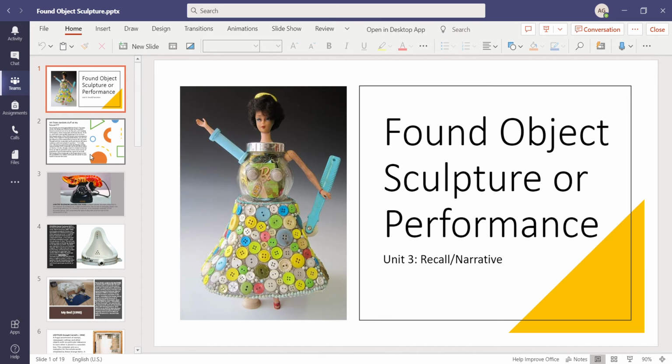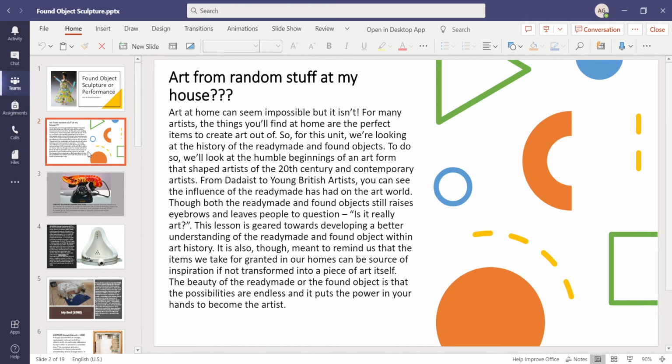So, art from random stuff at my house. Yeah, art at home can seem impossible, but really it's not, especially for remote learning. For a lot of artists, the things you find at home are perfect items to make art out of. So for this unit, we're going to look at the art history of ready-made and found objects.